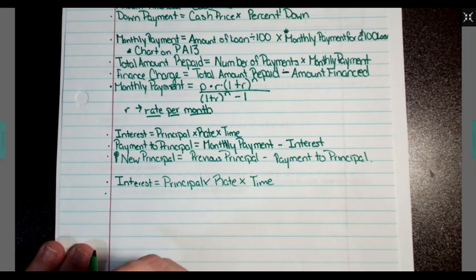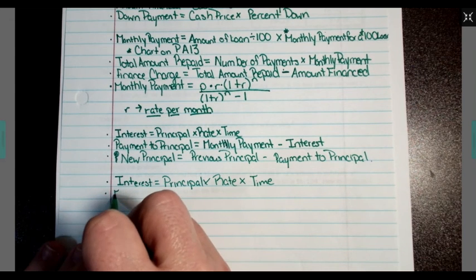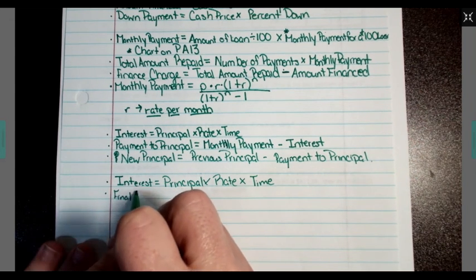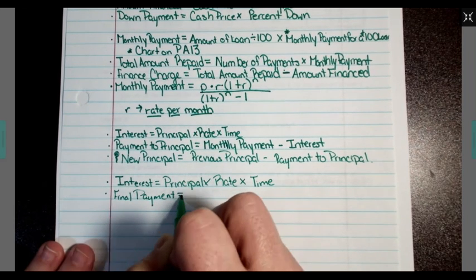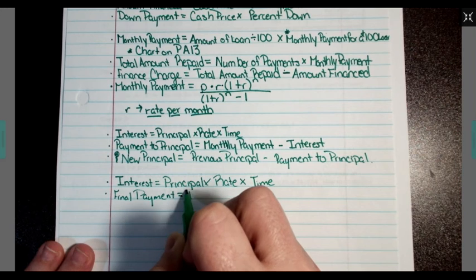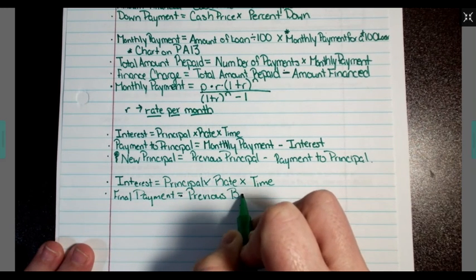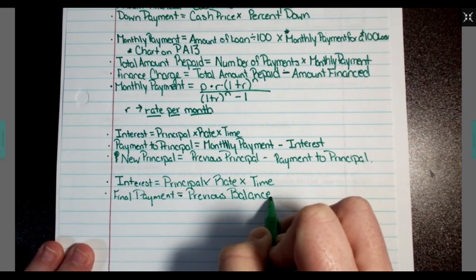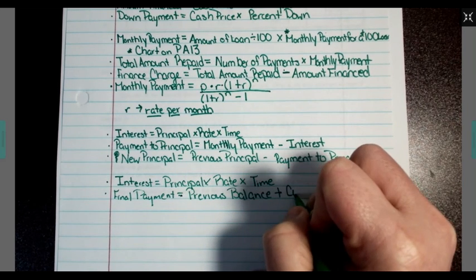Second equation is going to be final payment equals previous balance plus current month's interest.